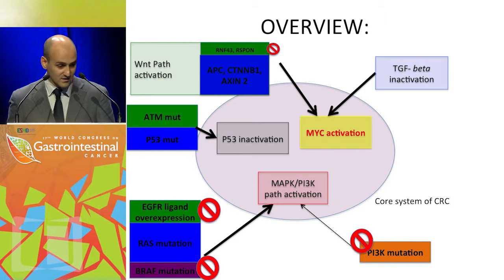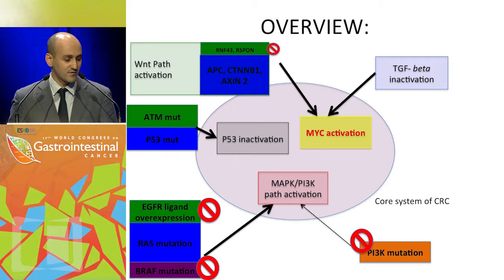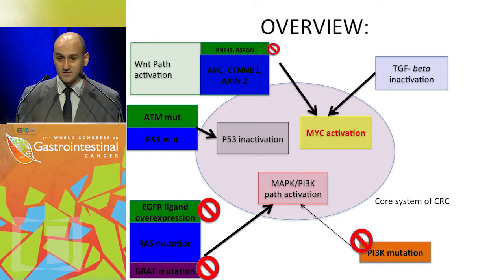And for the moment, we are only able to interfere with this core in very, very small populations of colorectal cancer. We are able to block a minority of patients with Wnt activation. We are able to block patients who have EGFR ligand overexpression, patients that have BRAF mutations, and probably the patients that have PI3K mutations. But the vast majority of patients with colorectal cancer are, for the moment, out of therapeutic reach. And perhaps this is the explanation why the current results with drug development in colorectal cancer are so poor.